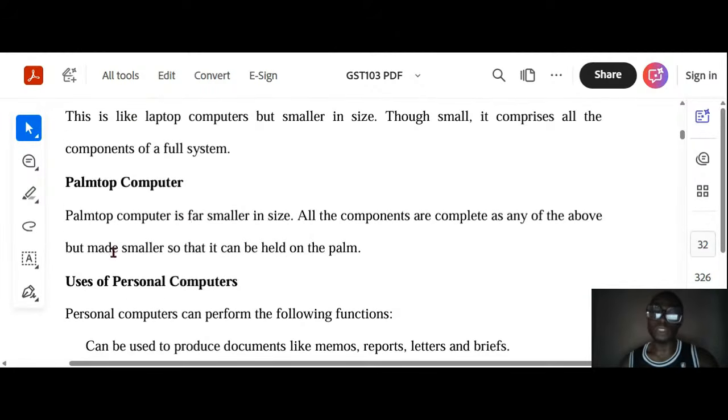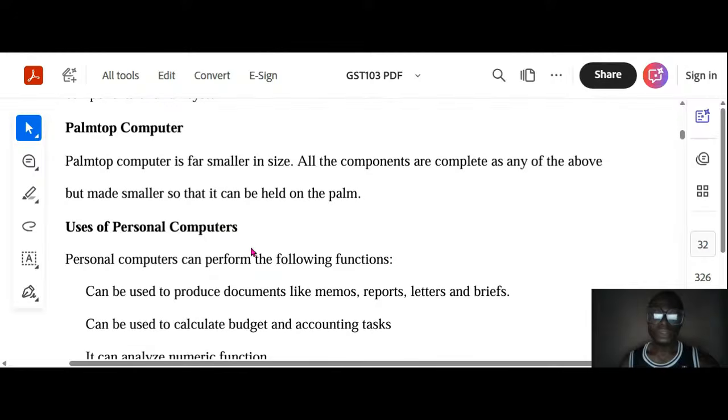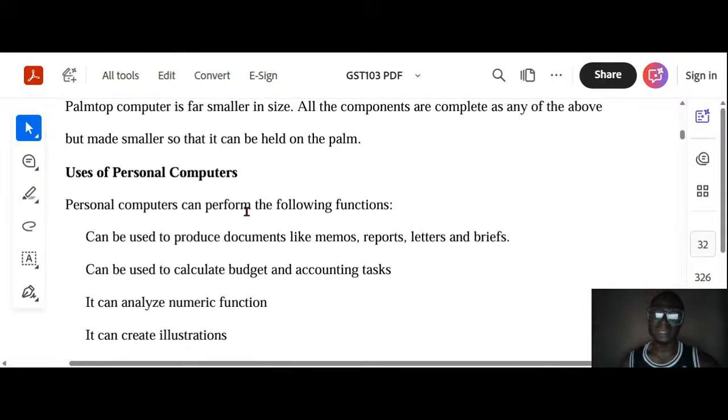A palmtop computer is far smaller in size. All the components are complete as any of the above mentioned, but it is smaller and can be held on your palm. It is still a computer. Then we have the uses of personal computers.